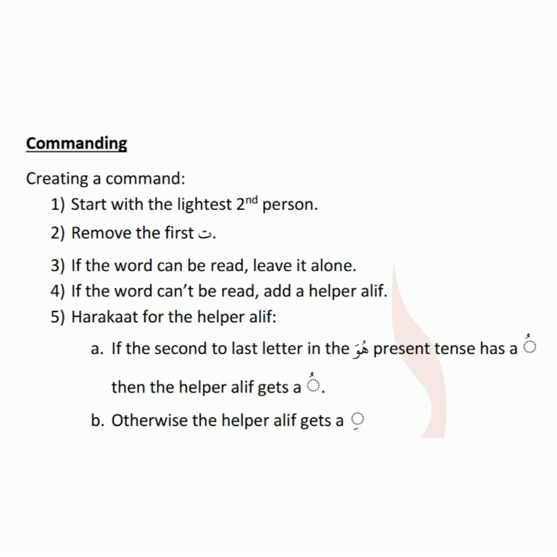To make a command, we start with the lightest second person and we remove the first ta. After that, if the word can be read, we leave it alone. But if the word cannot be read, that is it's starting with a sukoon, we add a helper alif. This helper alif will have a haraka depending on the second to last letter. So second to last letter in the huwa of present tense, if that has a dhamma, then the helper alif gets a dhamma. Otherwise, the helper alif gets a kasra.